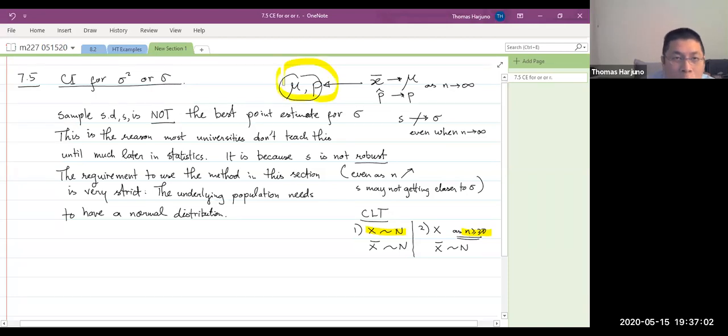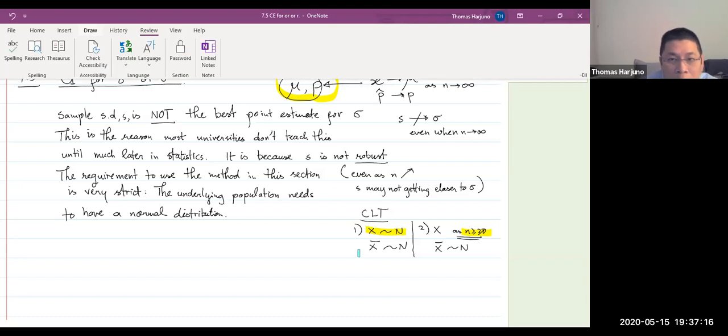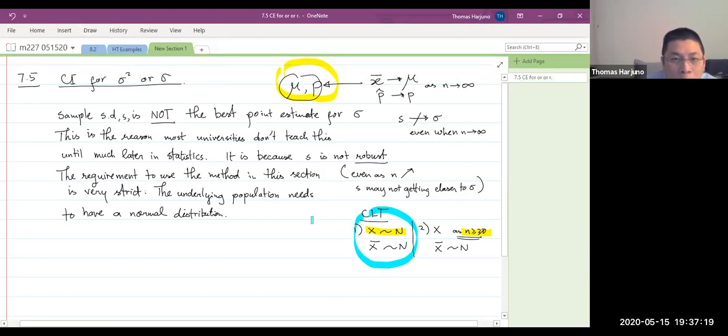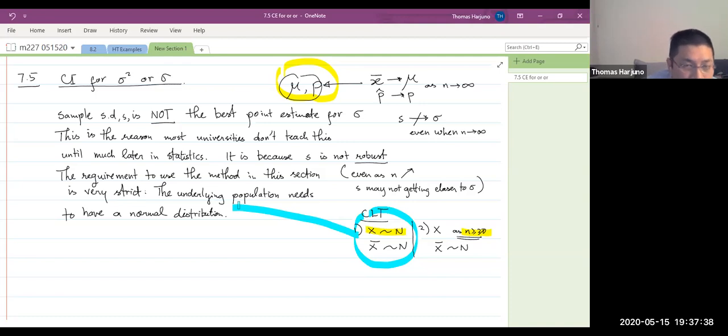Now, however, when we try to construct confidence interval for population variance, population standard deviation, we strictly require that the underlying population is normal. Increasing the sample size does not make it approximately normal. In other words, simply because the underlying population is approximately normal is not enough. It has to be strictly normal. It's not only by the sample size.